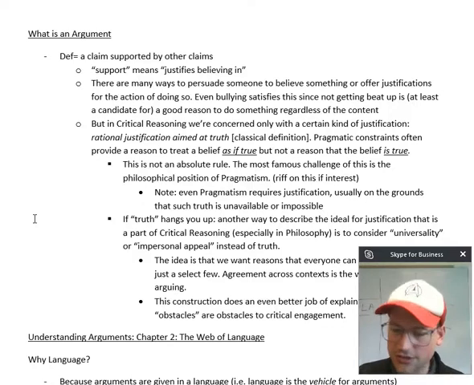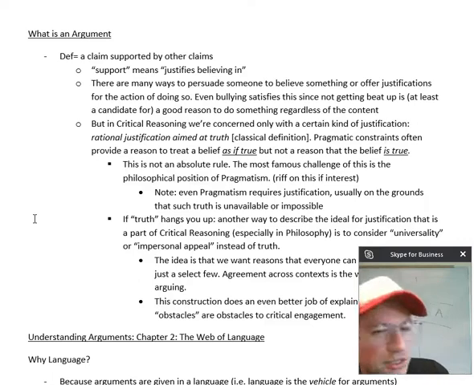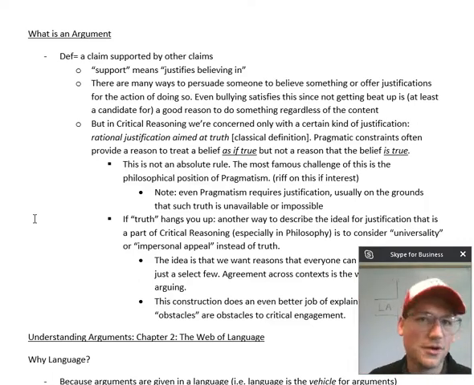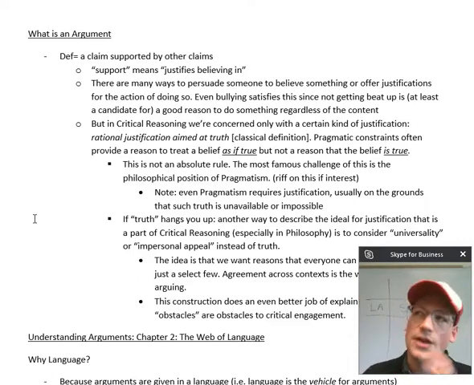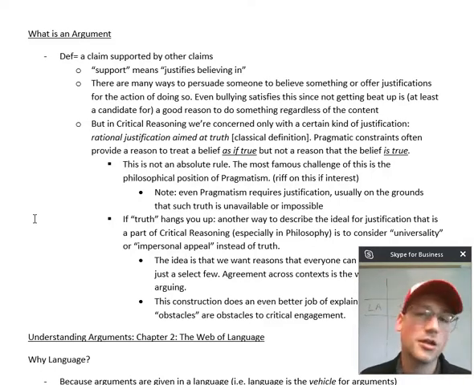Conclusions and premises, this is a good little detail to point out. The claims that they're composed of are not intrinsically premises or conclusions. It's not like some claims are premises and some claims are conclusions. Rather, the status of something being a premise or being a conclusion is just the role that it's playing in an argument. So if a claim is providing support, we'll call it a premise. If it's receiving support, we'll call it a conclusion.